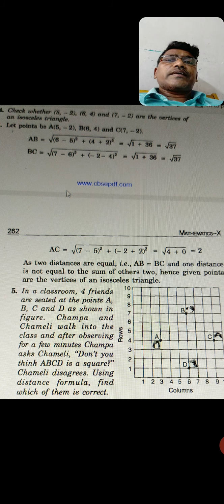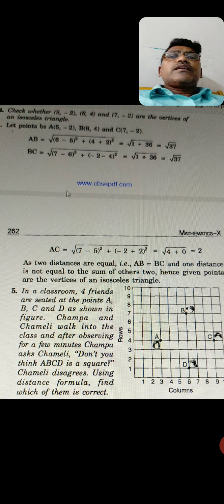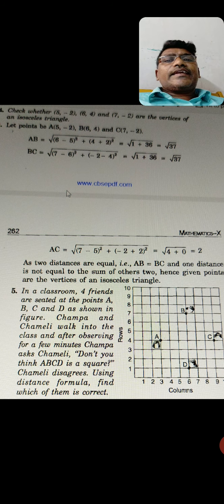Minus 2 minus of minus plus 2, equal to square root of 7 minus 5 is 2, square equal to 4, plus minus 2 plus 2 is 0, square is 0 only. So 4 plus 0 is square root of 4. Square root of 4 equal to 2. Now you observe, after finding the length of all the sides, AB equal to root 37, BC equal to root 37 and AC equal to 2.